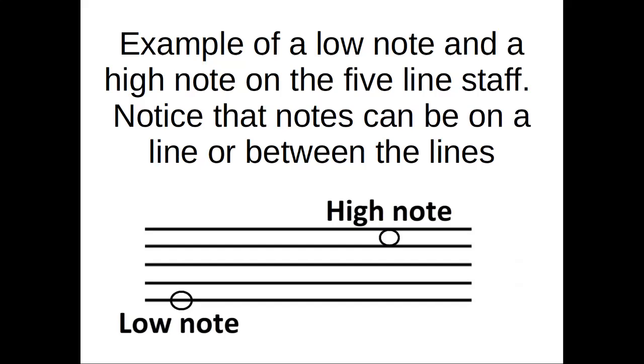Here is an example of a low note and a high note on the 5-line staff. Notice that notes can be on a line or between the lines, in a space. On the left, we have a low note at the bottom of the staff, and on the right, we have a high note at the top of the staff, and it's in between the lines, in a space.